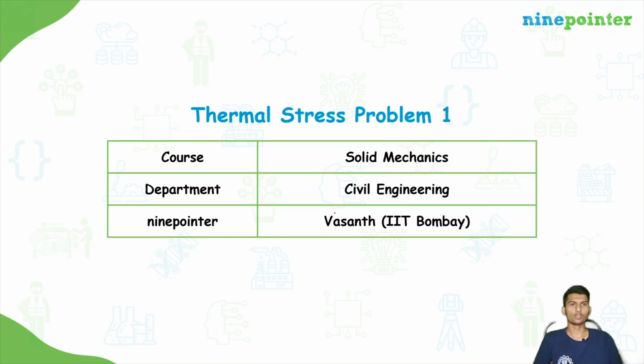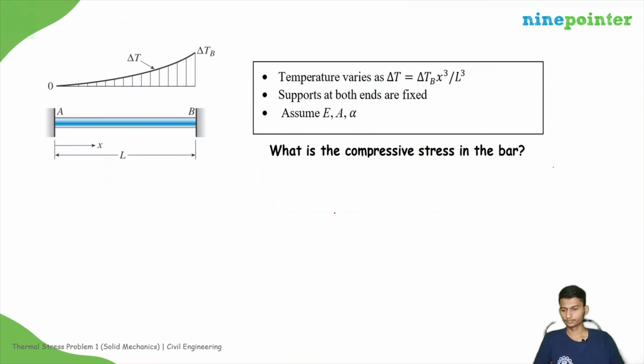Today we are going to solve a problem on thermal stress. So this is the problem. If you see the problem here, the temperature is varying with the length. The variation is given as delta T equals delta T_B x cubed by L cubed.